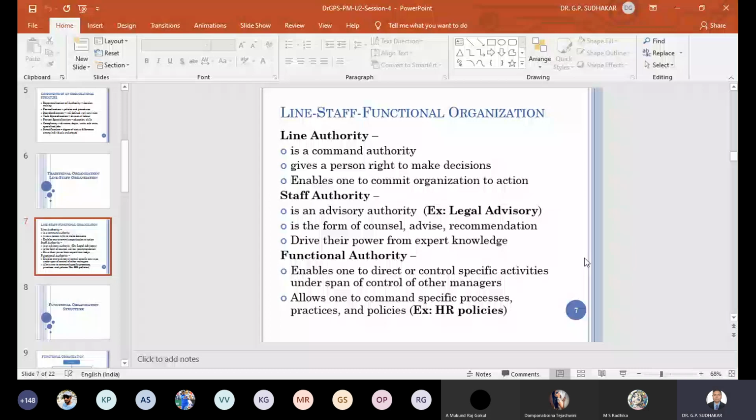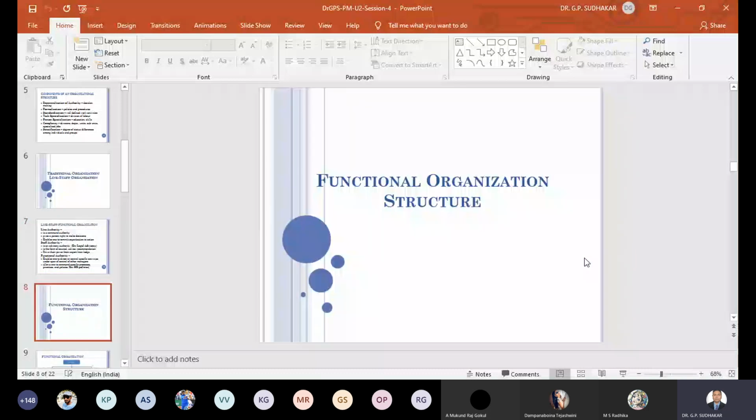Let's move on and learn about the functional organization structure. What is the functional organization structure? Here, we should know the difference between management function and business function. You know it, right? This functioning is about business function. What are the different functions of a business?